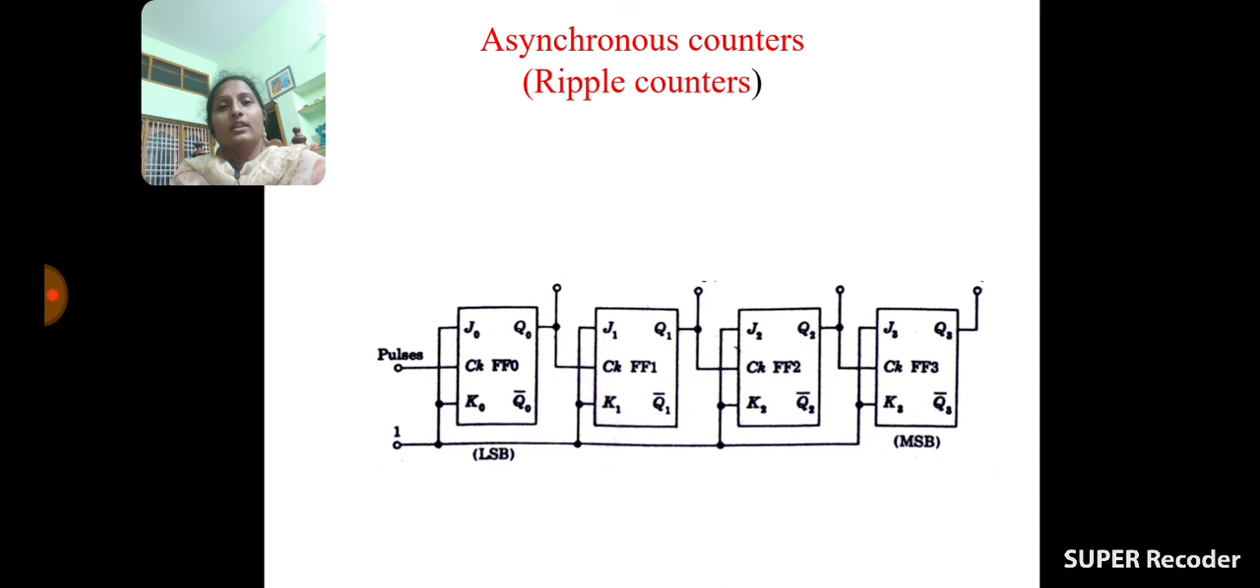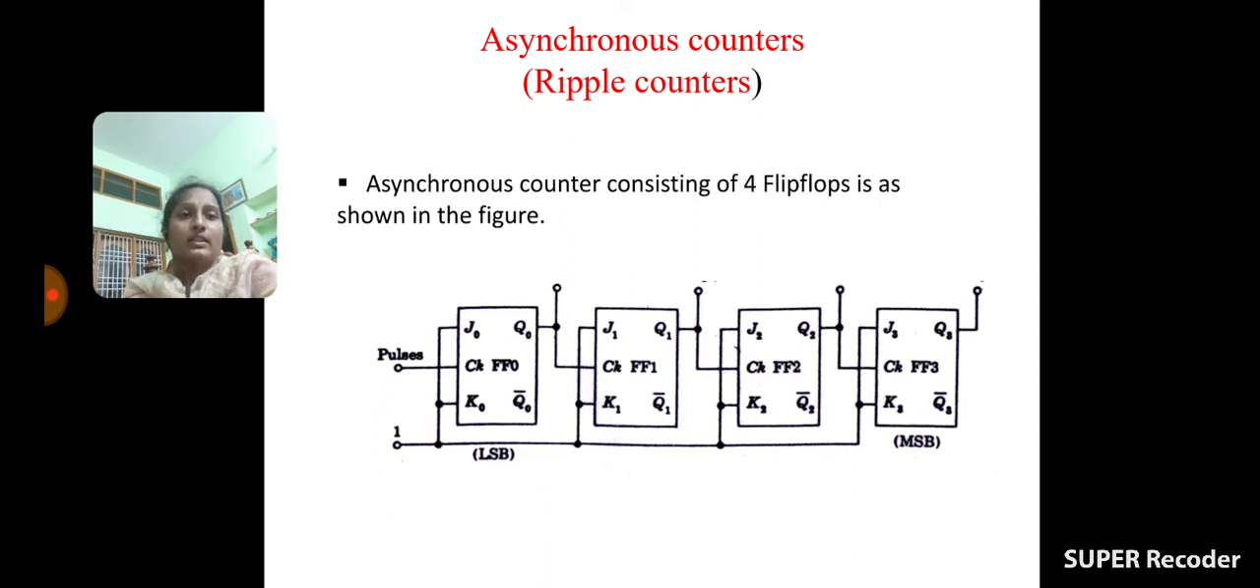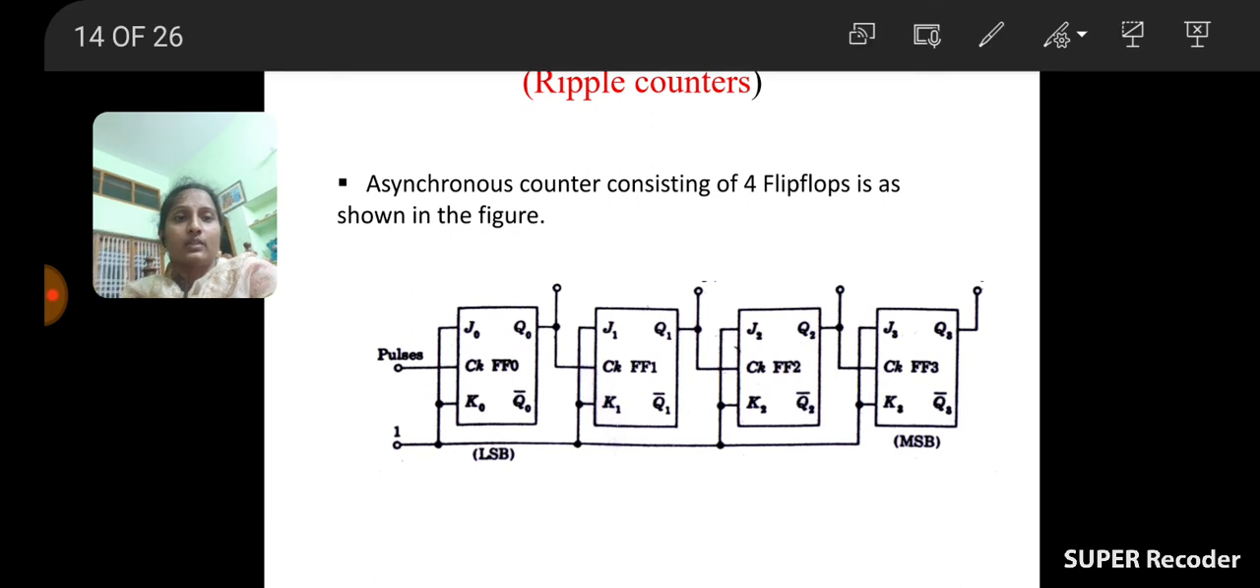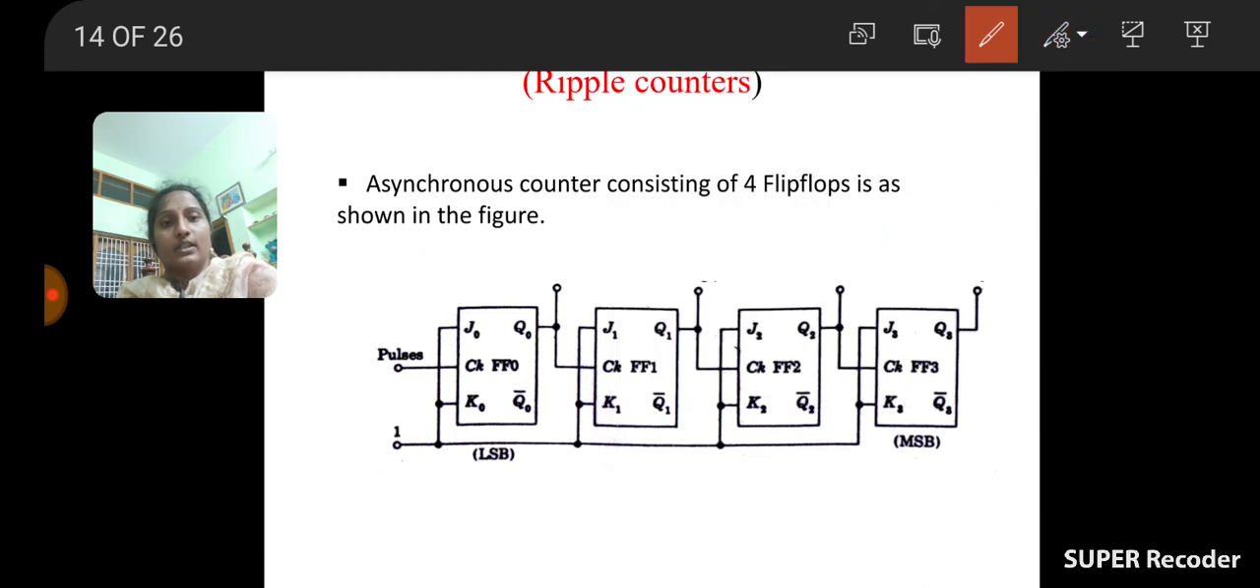See here, this is one of the main counters, called the asynchronous counter. Which kind of counter? Asynchronous. So the name itself indicates, asynchronous counter means what? Only the clock pulse is applied. This clock pulse is applied to the first flip-flop. See here, the pulse is applied to only the first flip-flop. And see, the output of the first acts as a clock pulse for the second.